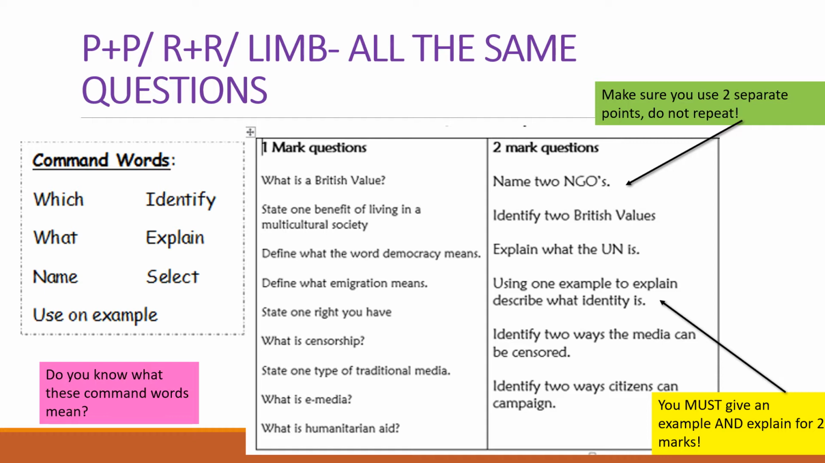You also might have this style question where it says, using 1 example, explain what something is. So for example, using 1 example to explain what identity is. To get the full 2 out of 2, make sure you do both points. You give an example and you explain it. And they're your 1 and 2 mark questions. Really easy if you do your revision, not so easy if you don't.